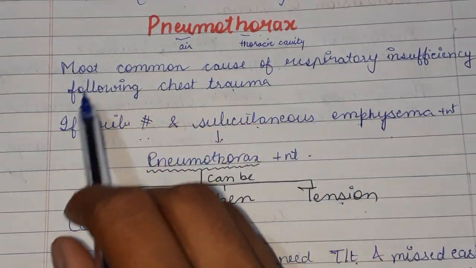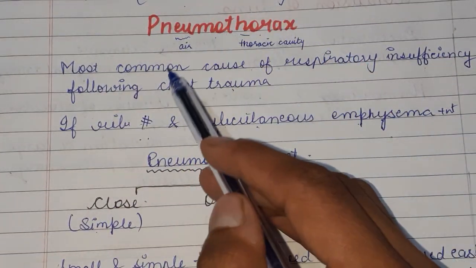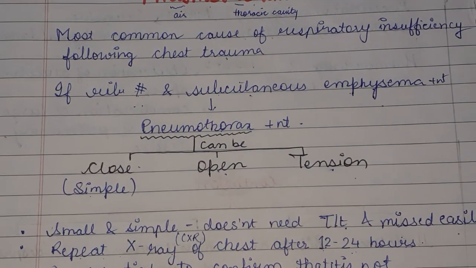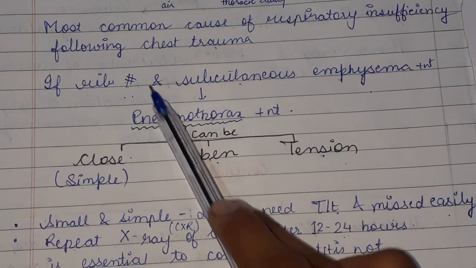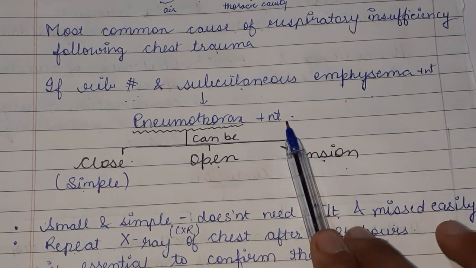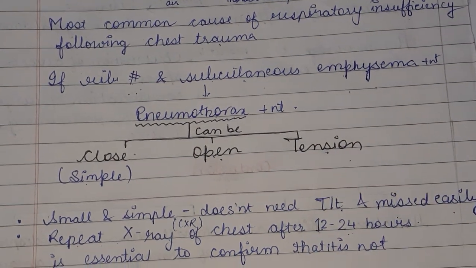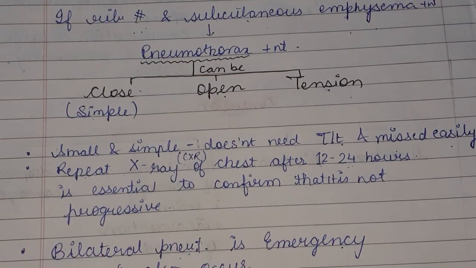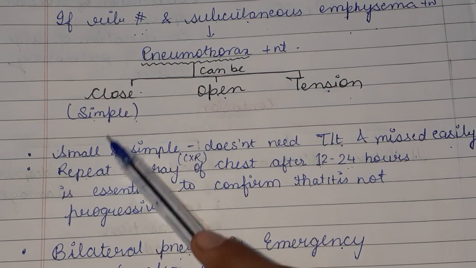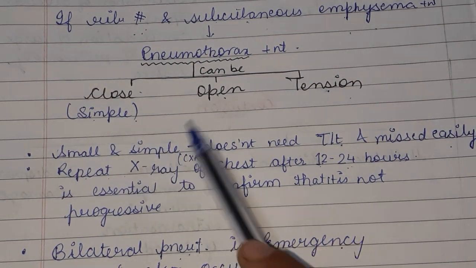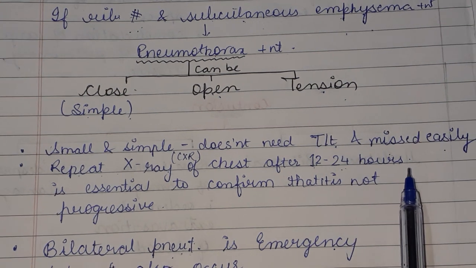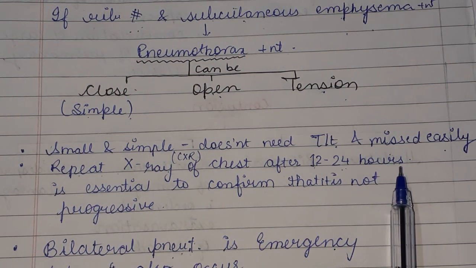Okay, so it is a most common respiratory insufficiency. तो अब एयर एक्यूमुलेशन कैसे होगा? अगर रिब फ्रैक्चर हो या फिर सबक्यूटेनियस एम्फाइसीमा हो तो उसकी वजह से न्यूमोथोरैक्स हो सकता है. तो न्यूमोथोरैक्स कैन बी क्लोज्ड, कैन बी ओपन और टेंशन. सो क्लोज न्यूमोथोरैक्स इज अ सिंपल टाइप ऑफ न्यूमोथोरैक्स. तो स्मॉल और सिंपल न्यूमोथोरैक्स जो होते हैं उनको ट्रीटमेंट की ज़रूरत नहीं होती और वो आसानी से डायग्नोस भी नहीं होते. ओके, जल्दी से डायग्नोस नहीं होते इट मीन्स.